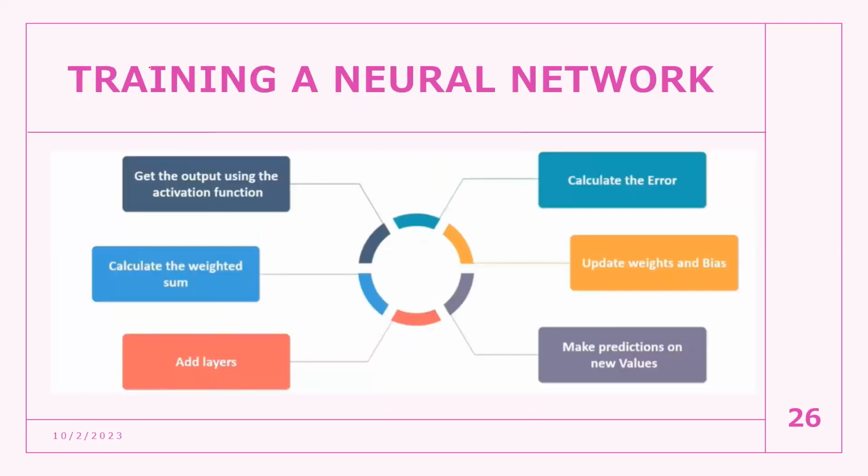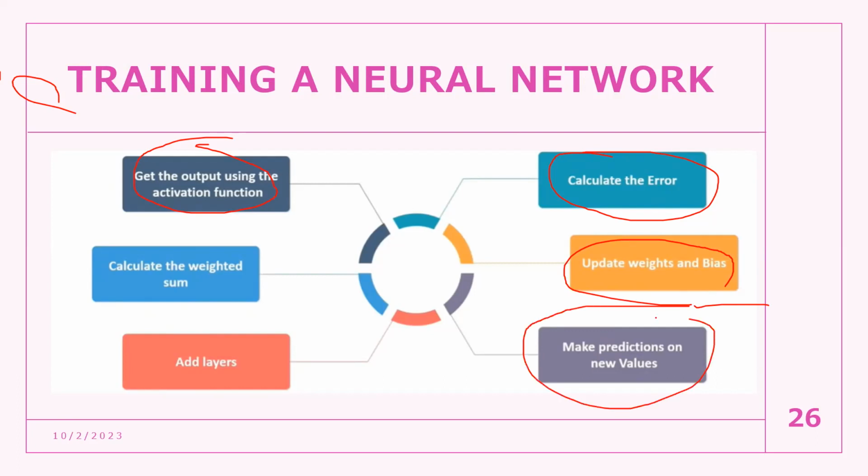So how do we train a neural network? Here you see, get the output using activation function. But this is the last step. The first step is calculation of the error. You run the model based on whatever is your judgment, and based on that, you calculate the error. If the error is on the higher side, that means you have to reduce the value. If your error is on the lower side, you increase the value. That's what is done by updating weights and bias. You have to update weights and bias, then again make a prediction using the new values.